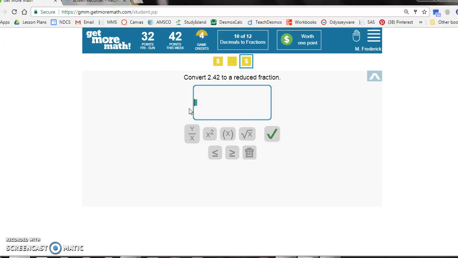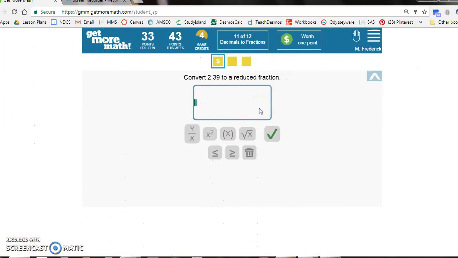2.42 as a reduced fraction. So we have the whole number 2 and 42 out of 100. We can then divide both of these values by 2. When we do that, we end up with 21 over 50. 21 is divisible by 3 and 7, neither of which go into 50, so this is our reduced fraction with 2 and 21/50.